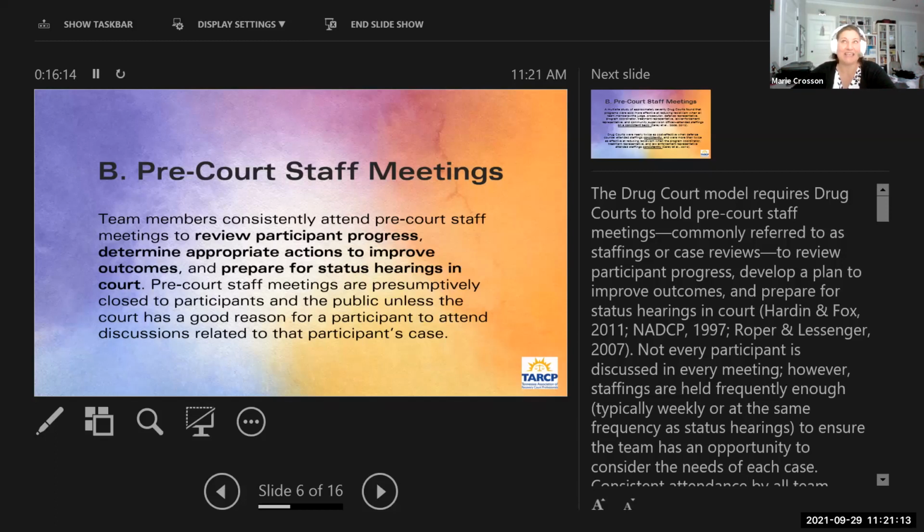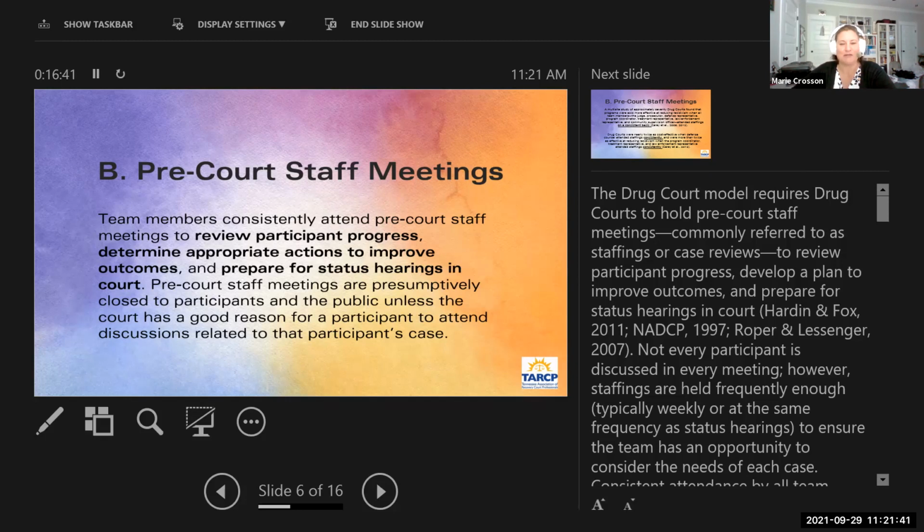And it can be hard for a new team member to walk in on a situation like that. So be thoughtful about what the pre-court staff meeting is actually for, and that is to review the participants' progress. What phase are they in? What are they doing? Are they in the phase where they're working on treatment, and how is that going?